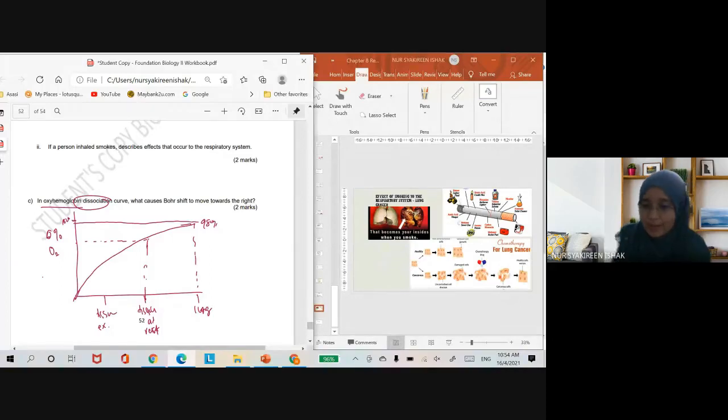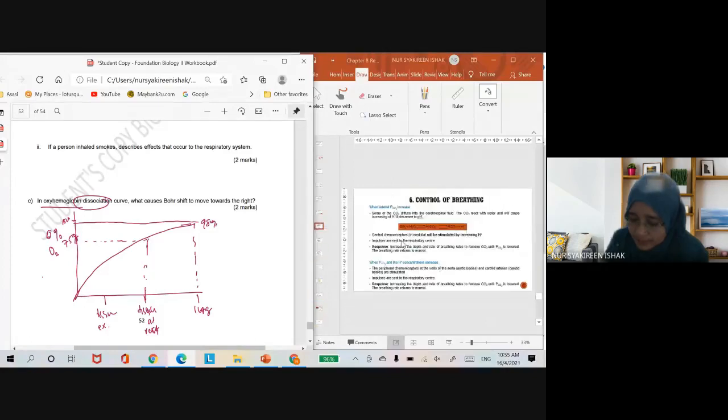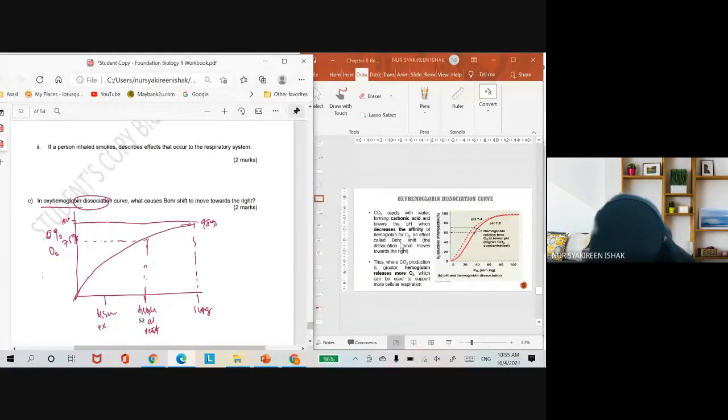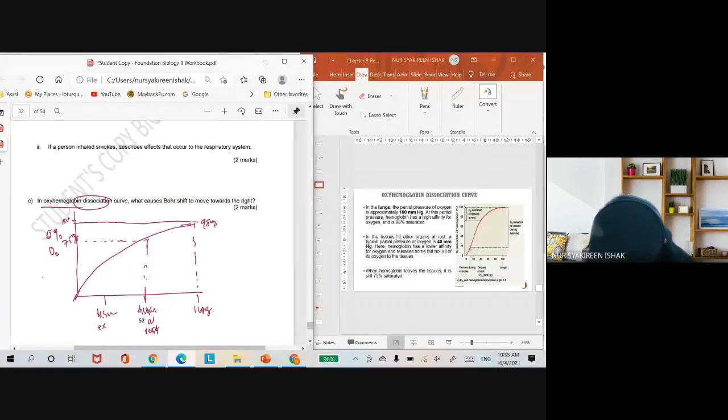Okay, so when the hemoglobin leaves the body tissue, dia akan still 75 ke apa-apa, 70 plus lah. Kita tengok nota lah. About 75%. Okay, 75% is still filled with, or the hemoglobin still binds to the oxygen.